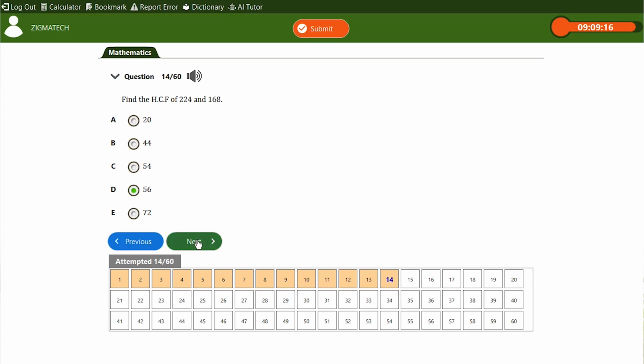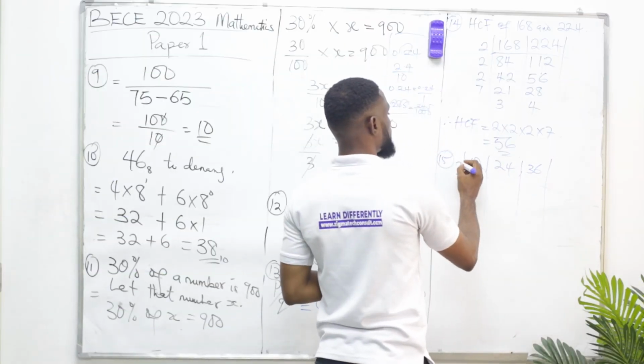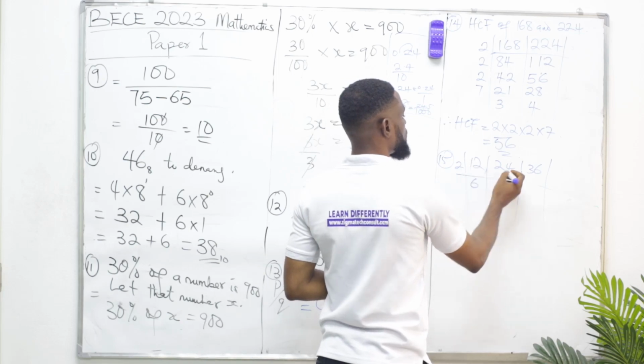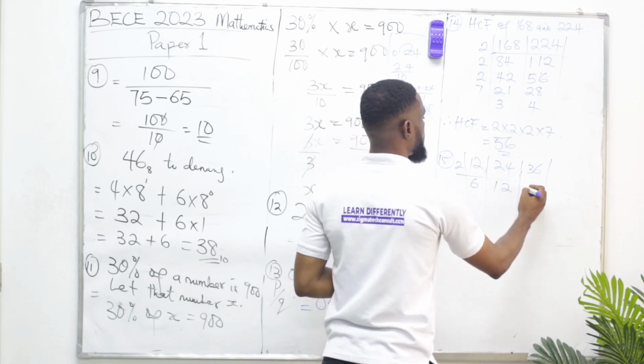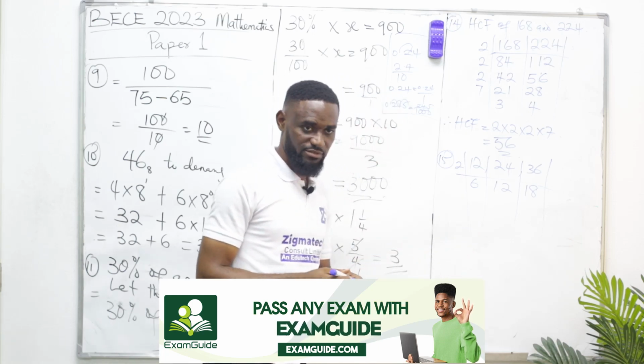That is option D. So the next one is 15. This is LCM now. So we should find the LCM of 12, 24, and 36. So let's go. So 2, we do our work here. 2 here, 6. 2 here, 12. 2 here, 18. I believe you know that, right?